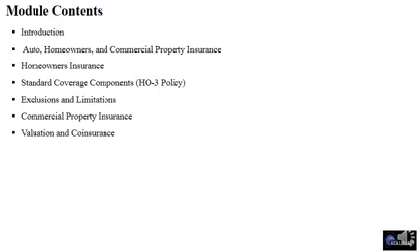Module contents: we have introduction, auto, homeowners and commercial property insurance, homeowners insurance, standard coverage components, that is HO3 policy, exclusions and limitations, commercial property insurance, and valuation and co-insurance.